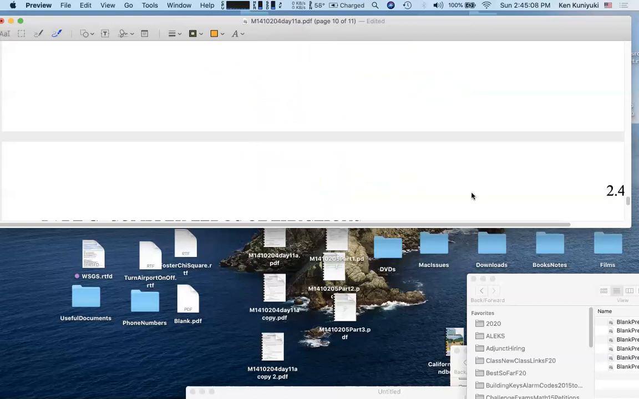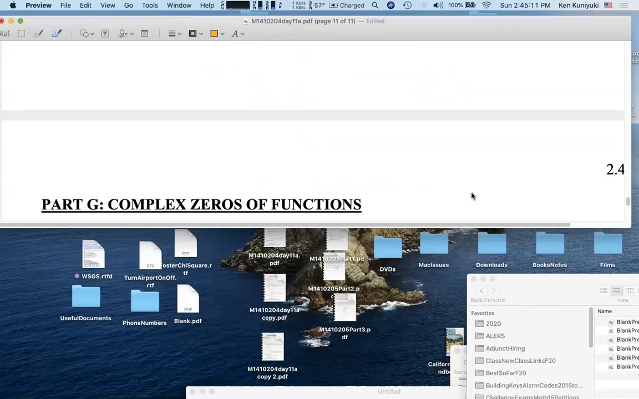Next, we're going to talk about complex zeros of functions, including imaginary zeros, which is why we're bringing this stuff up now.